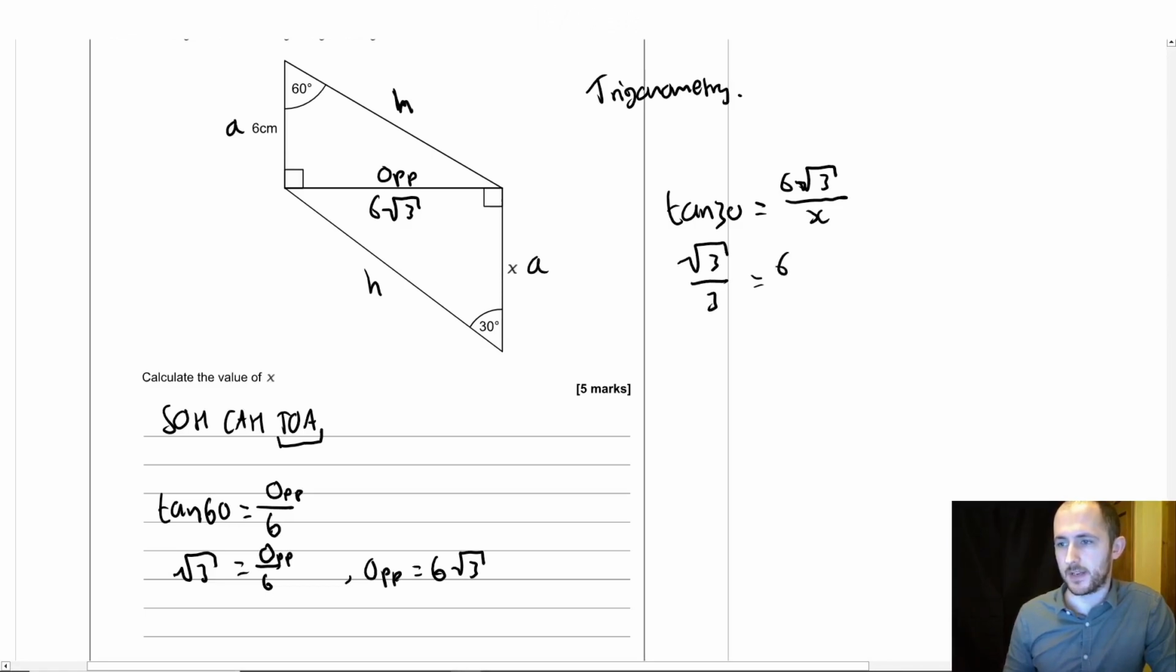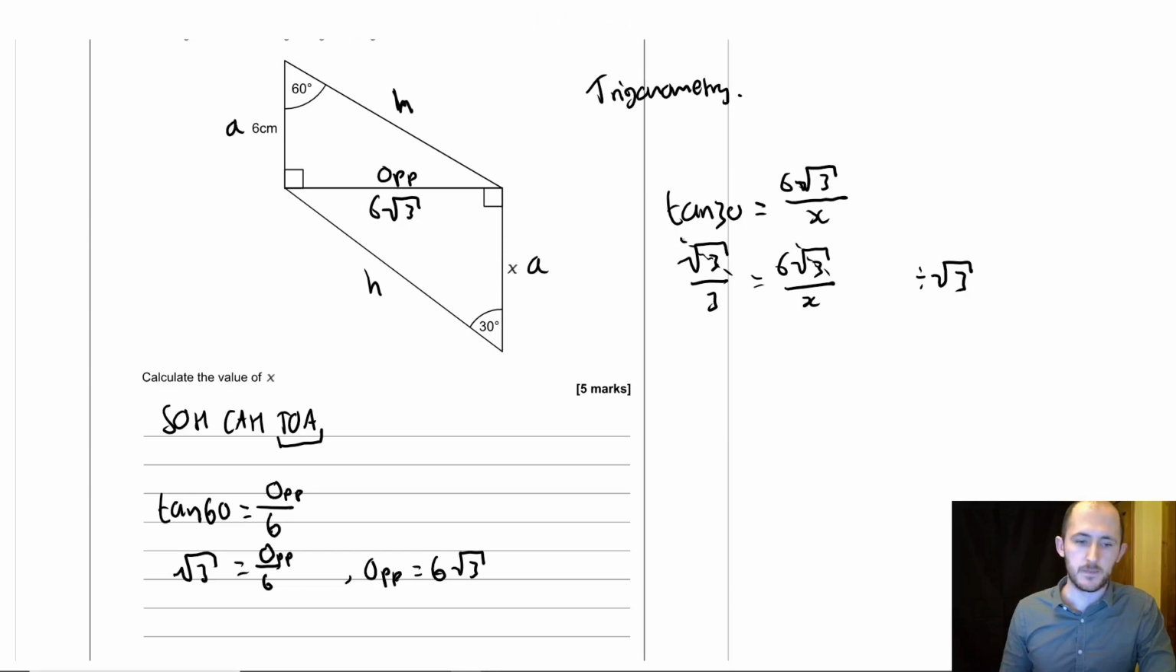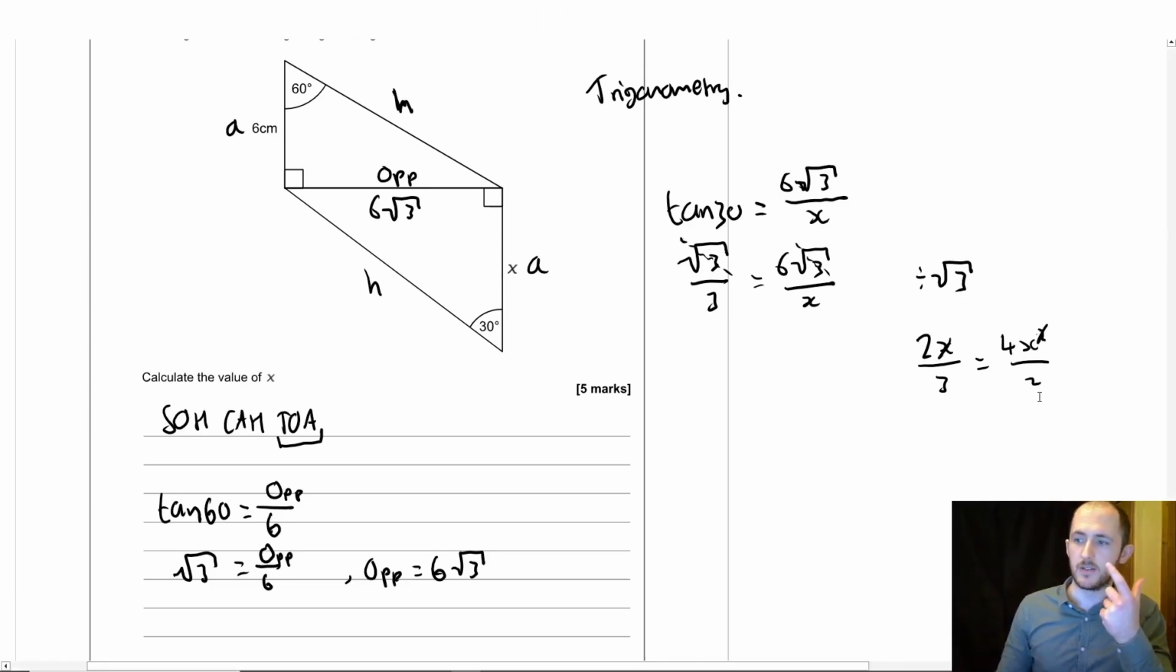Now, a little algebra trick that you might not be aware of is that if you have things on the opposite sides of the equal sign that are on the same side of the fraction, so if they're both in the numerator and on the opposite side of an equal sign, then you can actually just cancel them out straight away. Because basically all I'm doing is dividing by root 3. Okay? So as another example, if you had 2x over 3 equals 4x squared over 2, because you have an x on the same side of the fraction, in this case both in the numerator, you can cancel them out immediately.